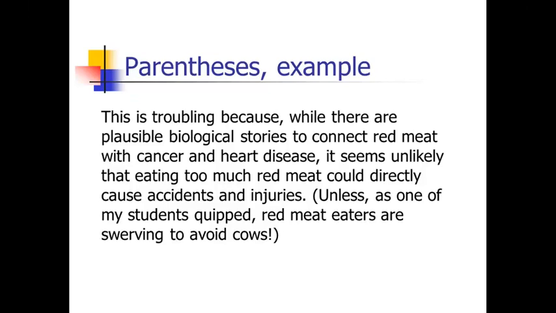So it says, this is troubling, because while there are plausible biological stories to connect red meat with cancer and heart disease, it seems unlikely that eating too much red meat could directly cause accidents and injuries. And then here's my little, trying to entertain the reader a bit. Unless, as one of my students quipped, red meat eaters are swerving to avoid cows. So this was an article about statistics, about confounding. Anyway, I slipped that in there with some parentheses.